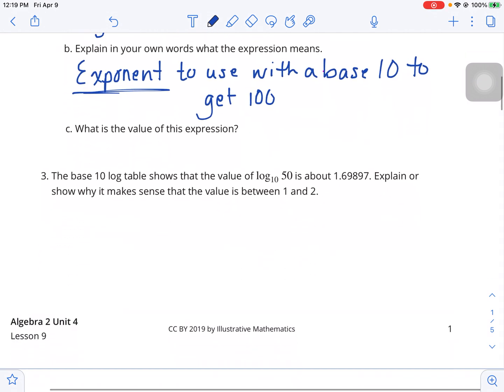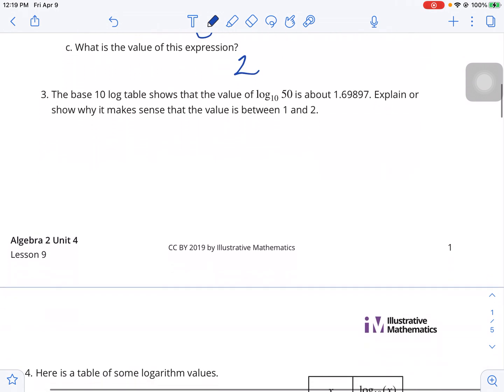What is the value of this expression? Well, we know that 10 to the second power will give us 100, and so 2 is our exponent there. Number 3, the base 10 log table shows that the value of log base 10 of 50 is about 1.69897. And so explain or show why it makes sense that the value is between 1 and 2.